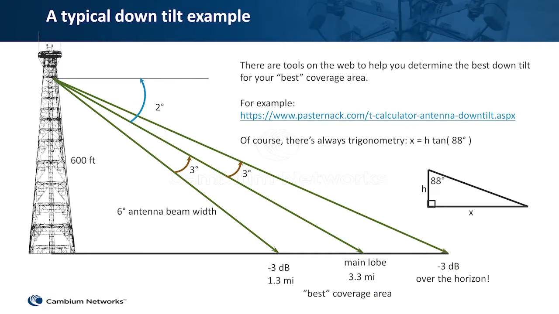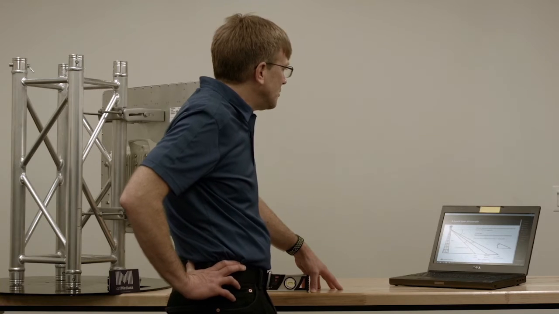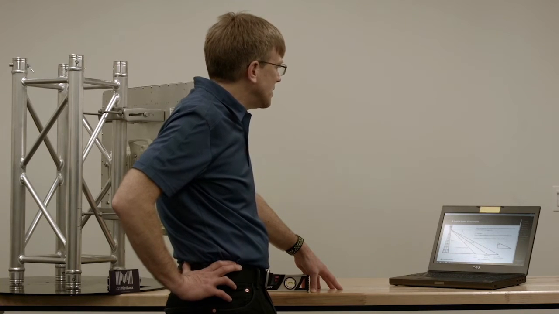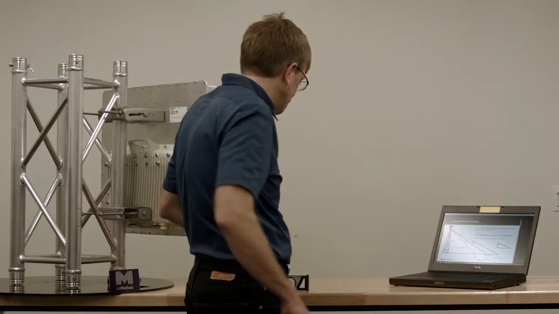Typically, you're going to have 2 degrees of down tilt. Link Planner will tell you how much down tilt you need. If it tells you 2 degrees, in all likelihood, you're going to be measuring an angle of 88 degrees. You can use trigonometry to confirm this, and you'll notice that this particular tool will tell you a range if you're interested. So there are other tools you can use.